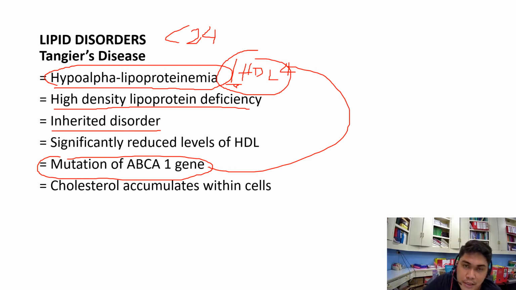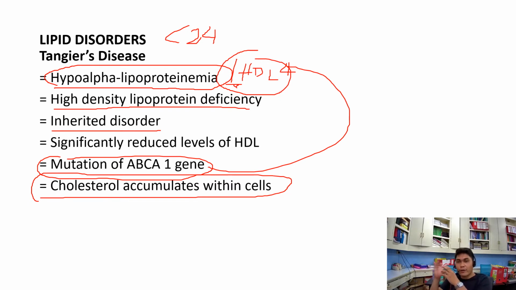If there is a decrease in HDL concentration, cholesterol tends to accumulate within the cells. The function of HDL is to remove the excess cholesterol from cells. The problem with Tangier's disease is that the HDL concentration is low, so cholesterol will tend to accumulate inside the cell because there is no HDL that can remove the excess cholesterol. So in Tangier's disease, the cholesterol level is increased, the LDL concentration is normal, but the HDL concentration is low. Patients with Tangier's disease are prone to atherosclerosis or cardiovascular diseases. So that is for Tangier's disease.